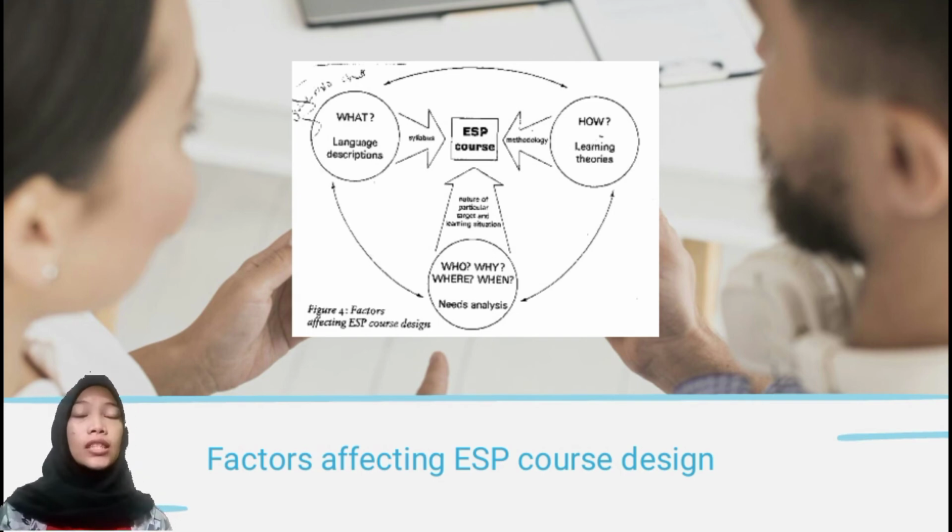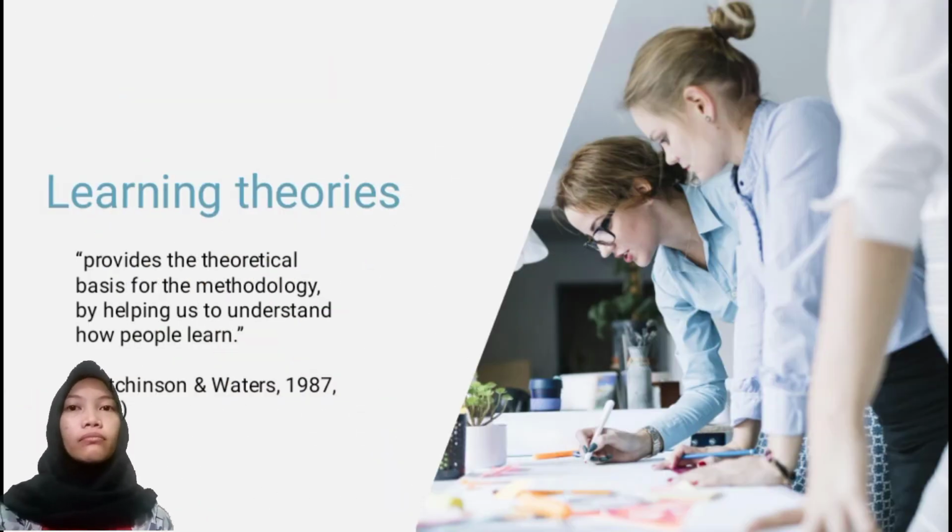Language description is the way in which the language system is broken down and described for the purpose of learning. In language description, there are question words, like what we will learn in the class, what we observe in the class. So there is a syllabus that helps the teacher to find the language description. The second is learning theories. There is the question how in this part.